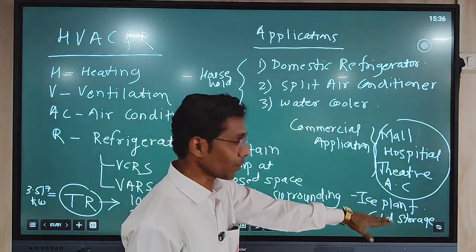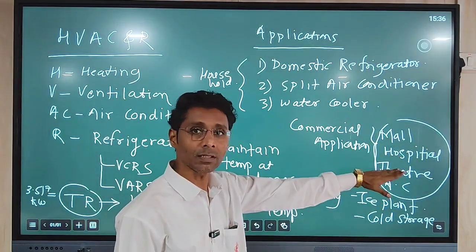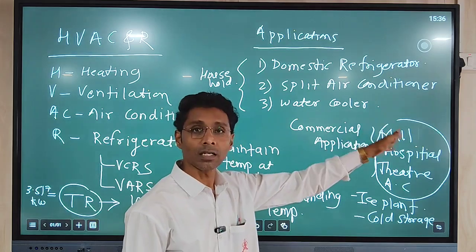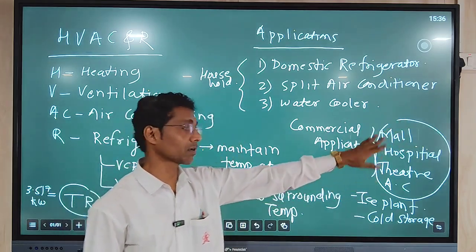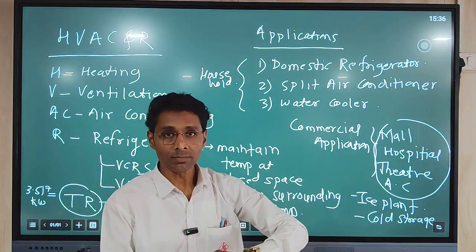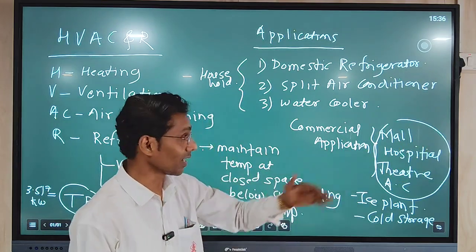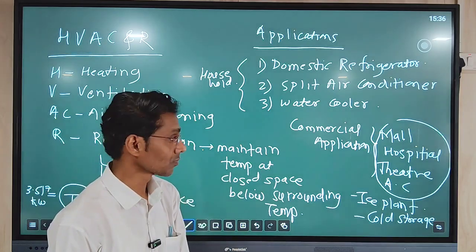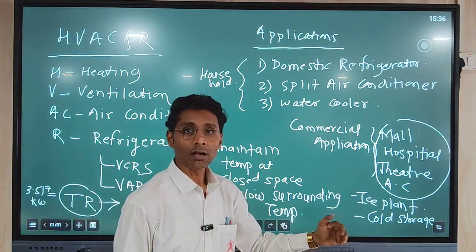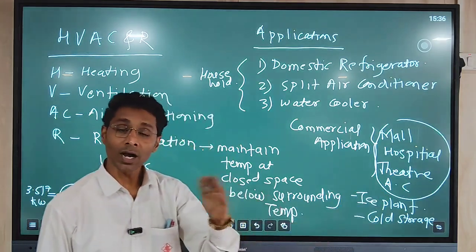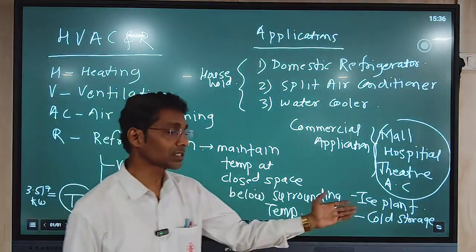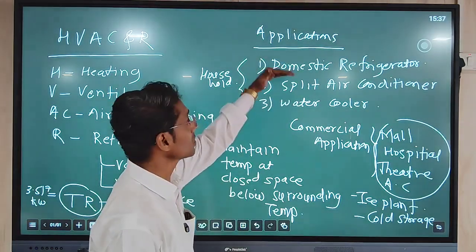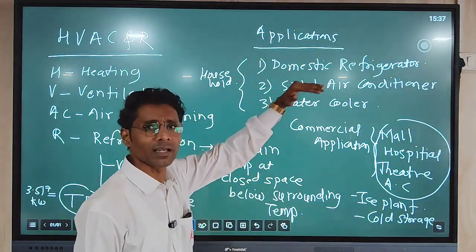So all these commercial applications have a capacity of more than 25 TR. We can say in a metro city, if a theater for 500 people is used, then the capacity is about 200 TR plus. An ice plant has a capacity of about 100 TR. Cold storage is also like that. In domestic applications, the capacity is up to 10 TR.